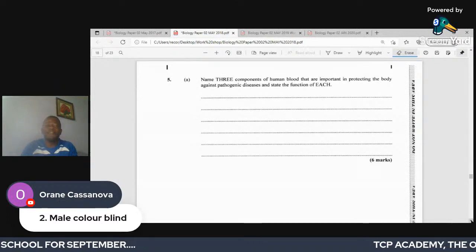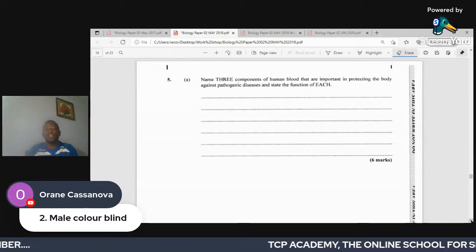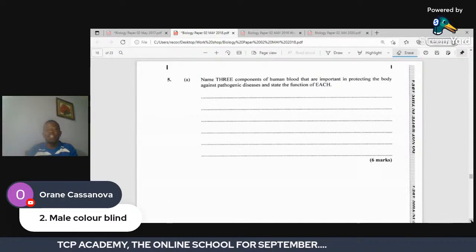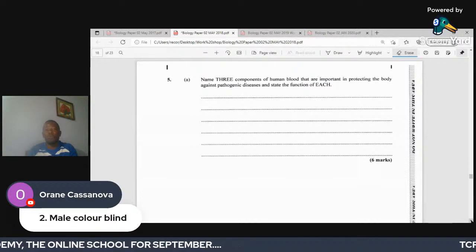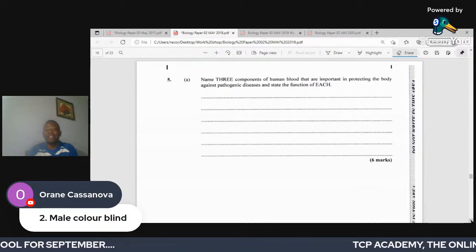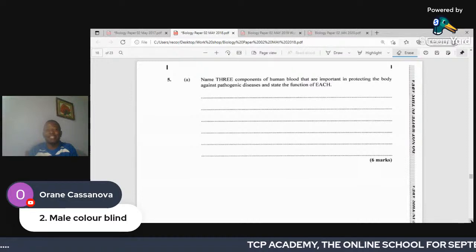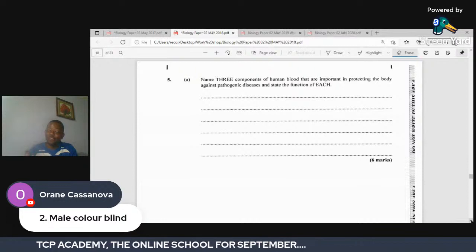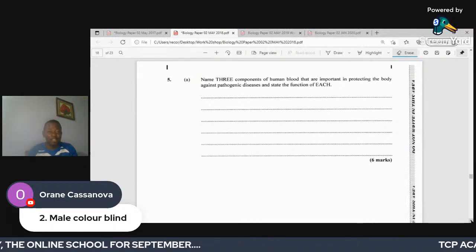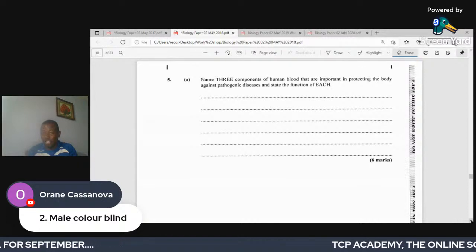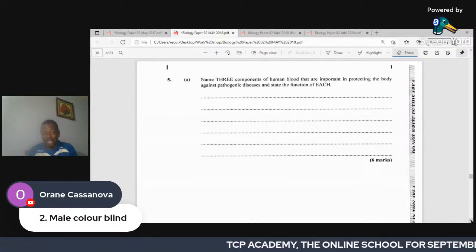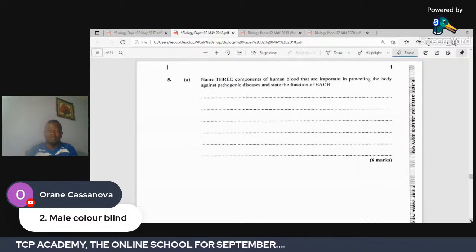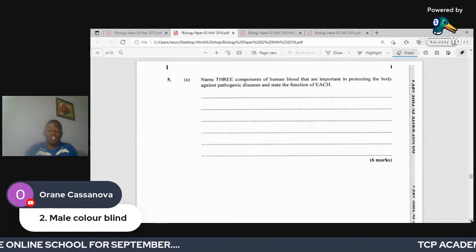All right, so we're at question number 5. Now, this is pretty interesting. We started out the class this evening with components of the blood. You are supposed to name 3 components of the human blood that are important in protecting the body against pathogenic diseases. Remember, we had a long session about pathogens. I would say that there are 5 groups. Name three components and state the function of each.